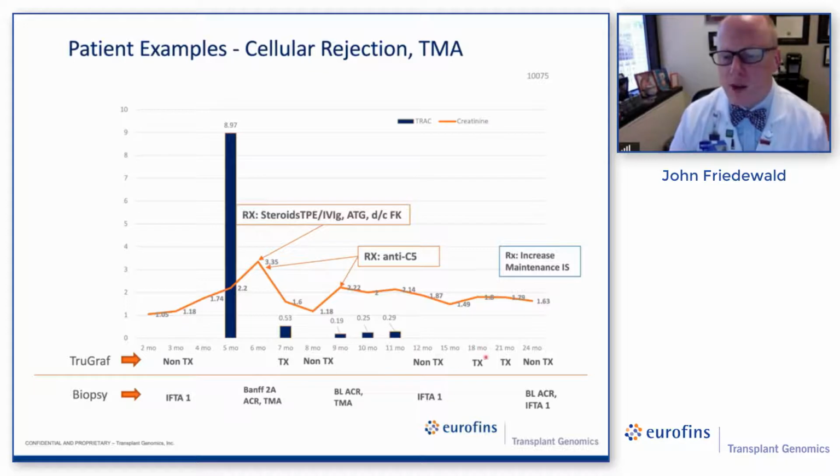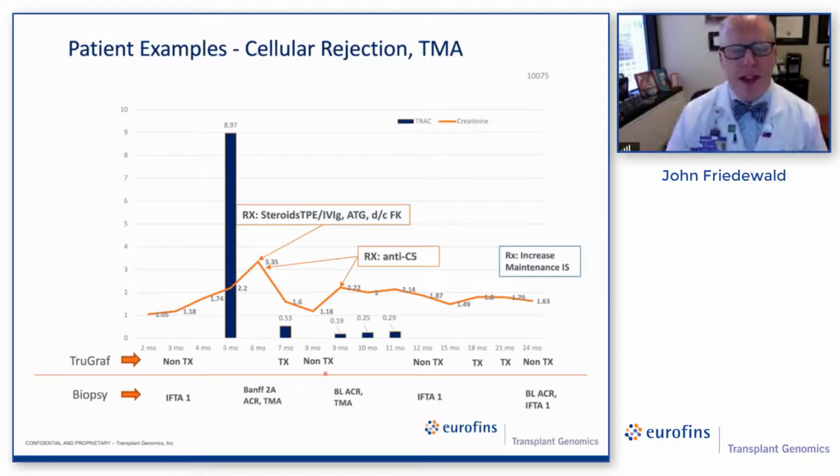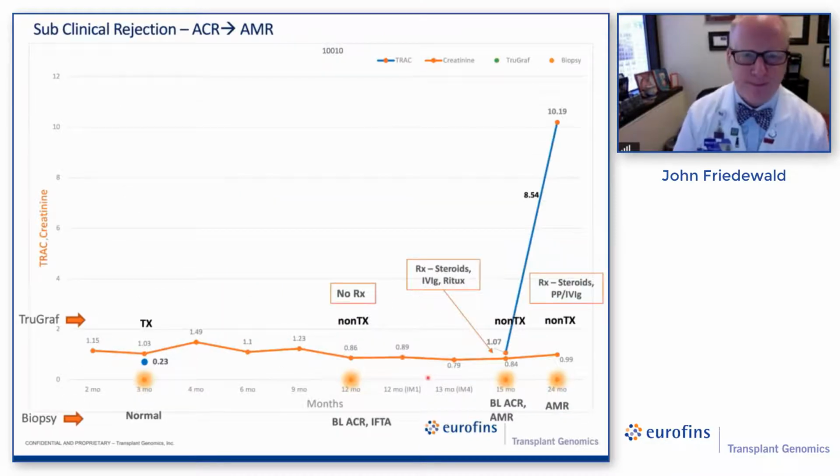They then went on to have 2 more TX results later on, again with stabilized serum creatinine. But at the 2-year mark, they had a non-TX TruGraf result, again with a biopsy showing borderline acute cellular rejection, treated with an increase in maintenance immune suppression. So you can see how the TruGraf testing can mirror what's going on in the biopsies and eventually replace the need for biopsies in stable patients.